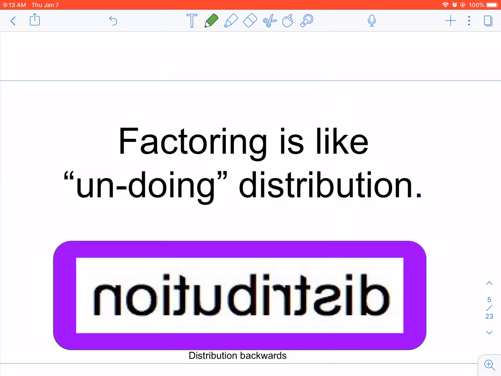Factoring is like undoing distribution. Remember that distribution is when we have something right in front of those parentheses and we have to multiply it by both pieces, or however many pieces are in the parentheses. So when we factor, we're going to be going the other direction. Instead of multiplying, we're going to be dividing to see what actually belongs in front of those parentheses.